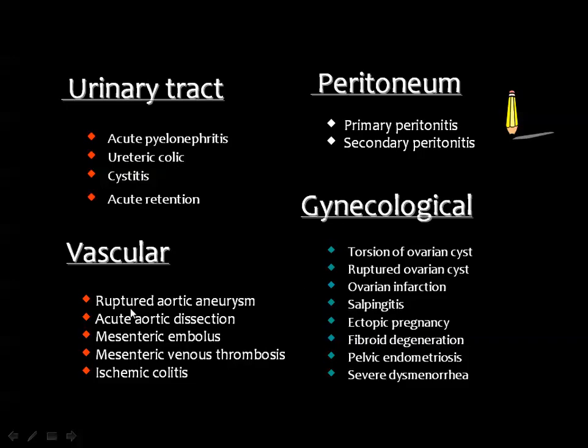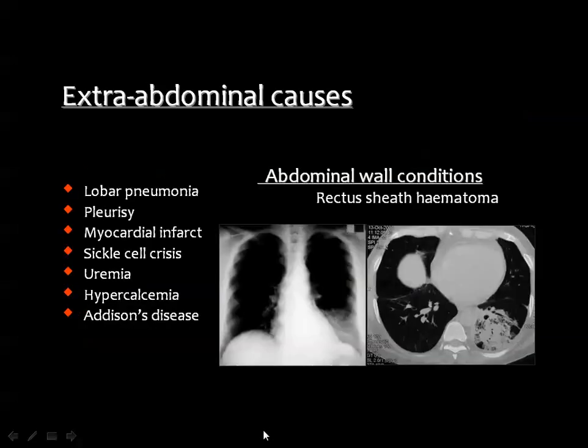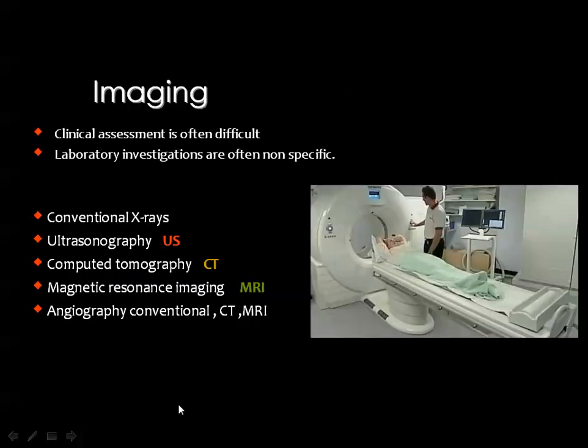Vascular lesions like ruptured aortic aneurysm, acute aortic dissection, mesenteric embolus, mesenteric venous thrombosis, and ischemic colitis. And some of the extra abdominal causes like lobar pneumonia, pleurisy, myocardial infarction, sickle cell crisis, uremia, hypercalcemia, and Addison's disease.